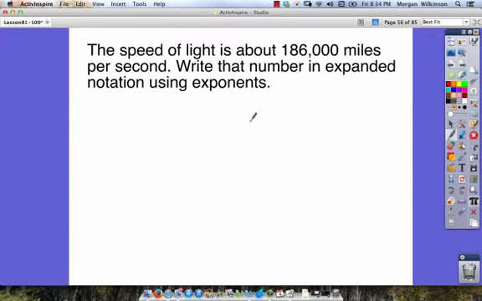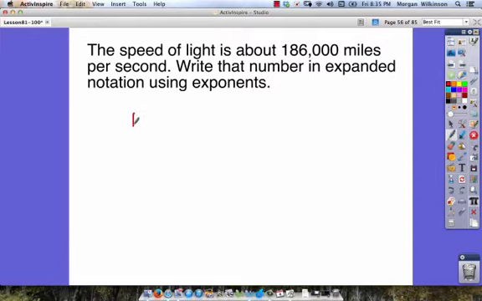Here we have the speed of light is about 186,000 miles per second. Write that number in expanded notation using exponents. So what we're going to do is write in expanded notation. We're going to say, what place value is the 1 in? What place value is the 8 in? What place value is the 6 in? Everything else is a 0.